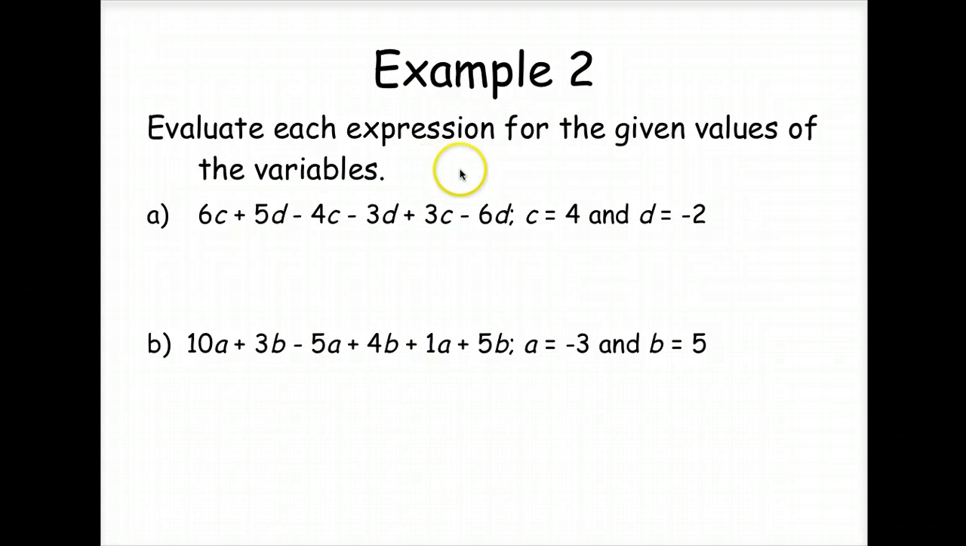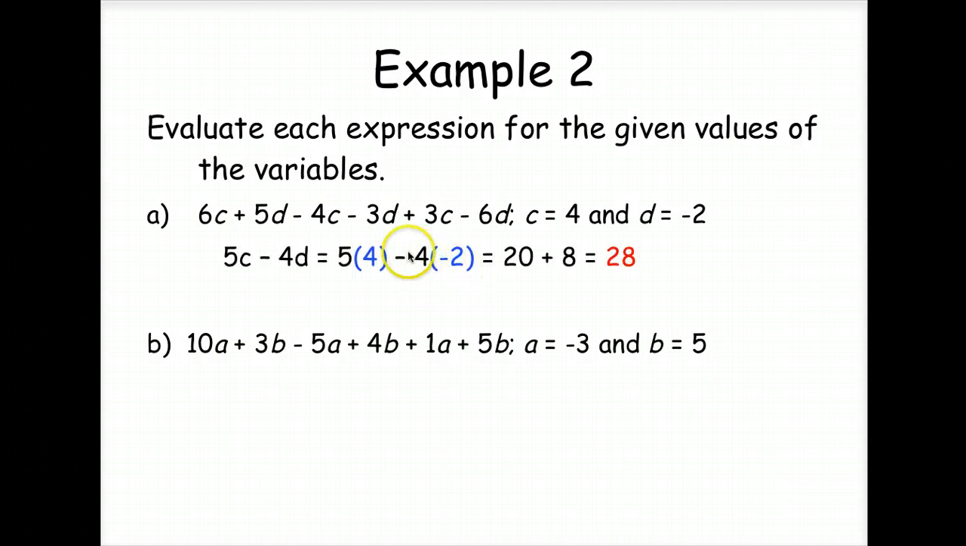So now we're to evaluate each expression for the given values. So we're given this long expression, and then we're told to evaluate if C is 4 and D is -2. The first thing you need to do is combine your like terms. So pause the video for a minute and combine your like terms, and then come back and evaluate. We're going to end up with 5C minus 4D when we combine our like terms. So in place of C we put a 4, and in place of D we put a -2, and evaluate. Our answer is 28.